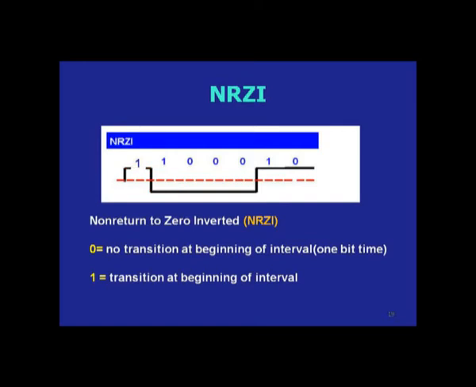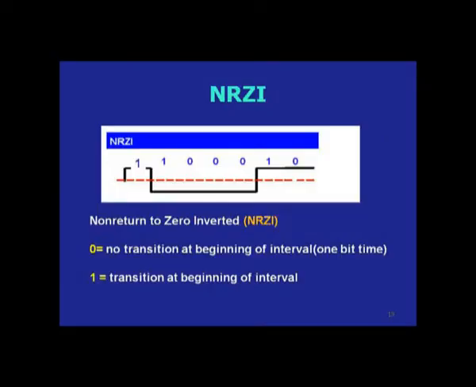I use a high level and a low level, but it is not an absolute value that is representing a 0 or a 1, but a transition from a high level to a low level or from a low level to a high level that represents a 1. So when I have a transition here, from high level to low level, this represents that I have a 1 bit over here.